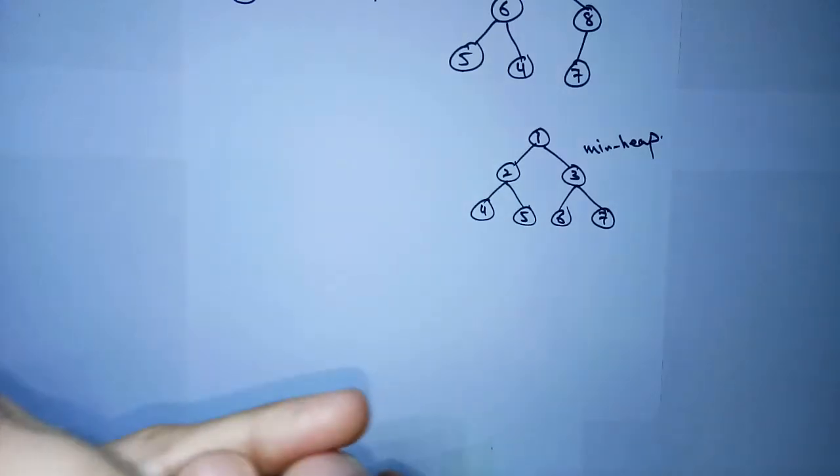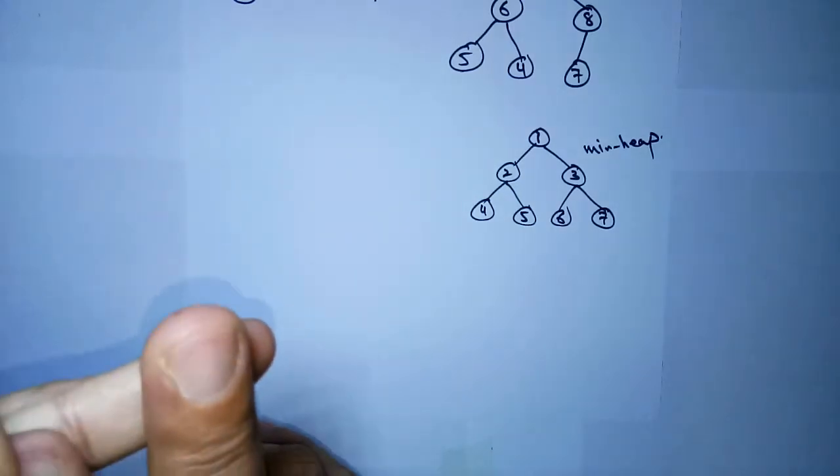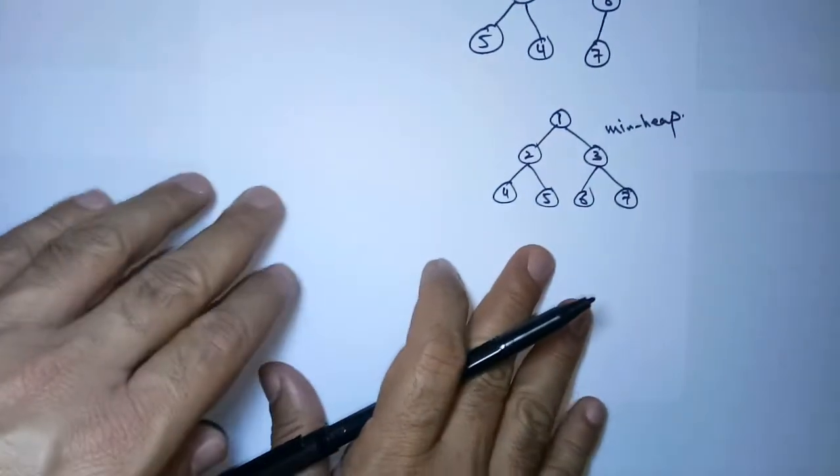What is a max heap and a min heap? Number one, it's a complete or almost complete binary tree. Number two, if it is a max heap, the parent is always greater than both of its children, and if it is a min heap, the parent is always smaller than its children. In a max heap, the largest value is at the root node, and in a min heap, the smallest value is at the root node. Clear? So this is how we define it.